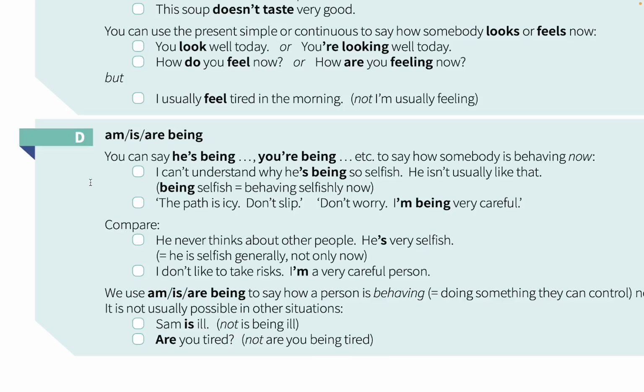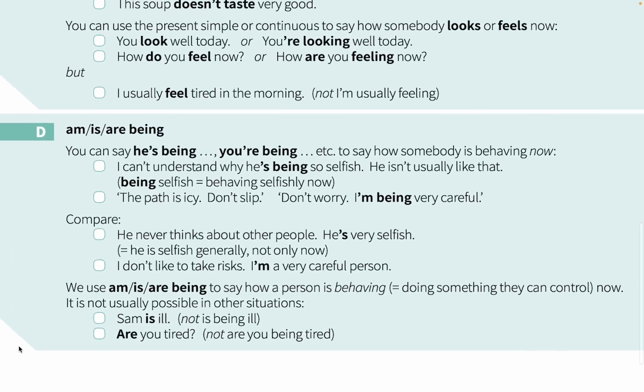Next example: the path is icy, don't slip. Don't worry, I'm being very careful. And now we can compare it to this example. He never thinks about other people. He's very selfish. So he is selfish generally, not only now. I don't like to take risks. I'm a very careful person. No, I am being very careful. So it's more in general or usually. Pretty much the same as the one before, but here we're using the word being.